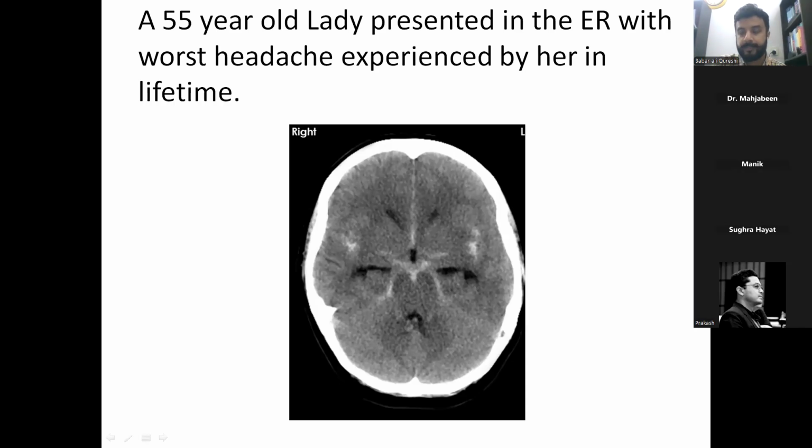This is an axial cut where we can appreciate there is this subarachnoid hemorrhage in the basal cistern and intrahemispheric, as well as in sylvian cistern. So most likely it's a SAH.